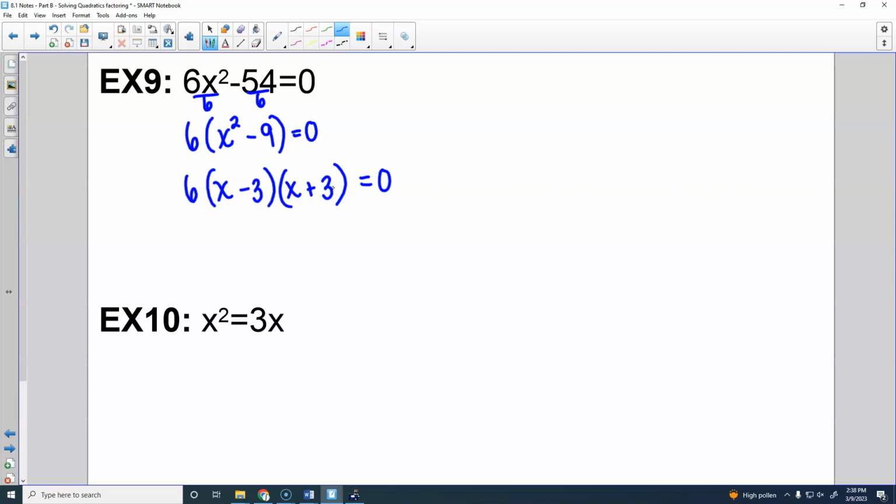Okay? And then, zero product property. I said everything equal to 0, right? 0 times anything gives us 0. So 6 equaling 0. Do you get anything from that? No. x minus 3 equals 0. If we add our 3 here, that gives us x equals positive 3. And x plus 3 equals 0. If we subtract our 3, x equals negative 3.